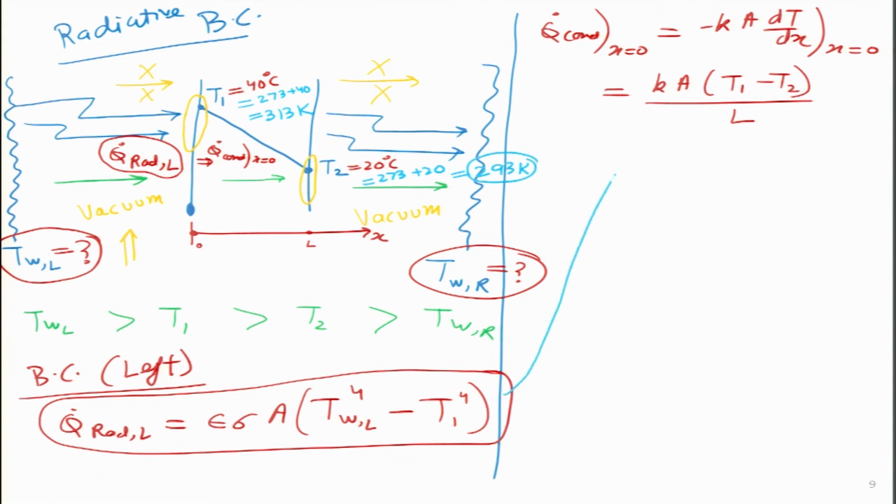All I need to do is equate these two equations. And what is the unknown in this equation? There is only one unknown over here, because A will be cancelled with A. This is a constant whose value I know. This is 5.67 into 10 power minus 8 watts per meter square per Kelvin to the power 4.